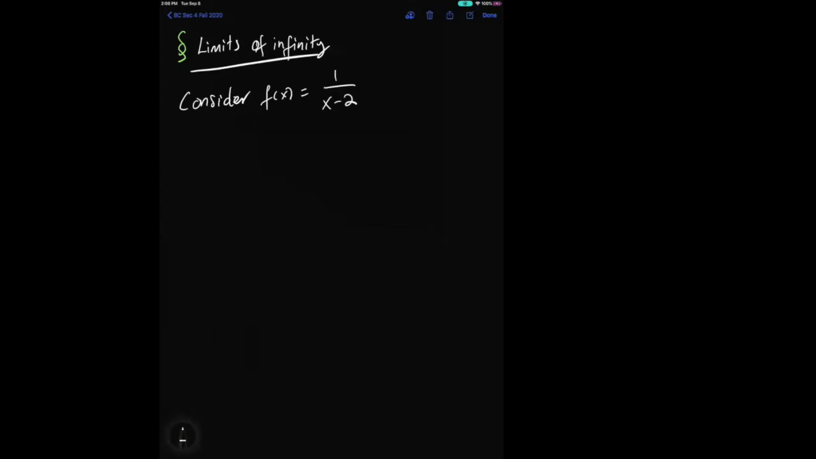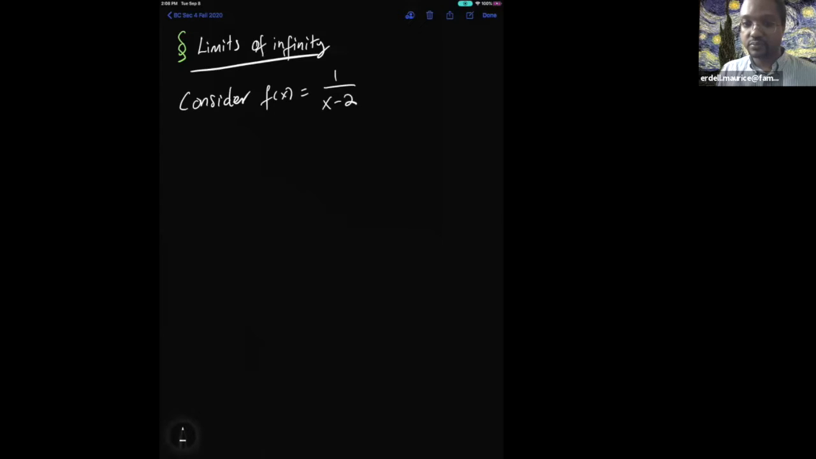Okay, today we are looking at limits of infinity. Consider the function f of x is equal to 1 over x minus 2. Consider the function 1 over x minus 2 right here.